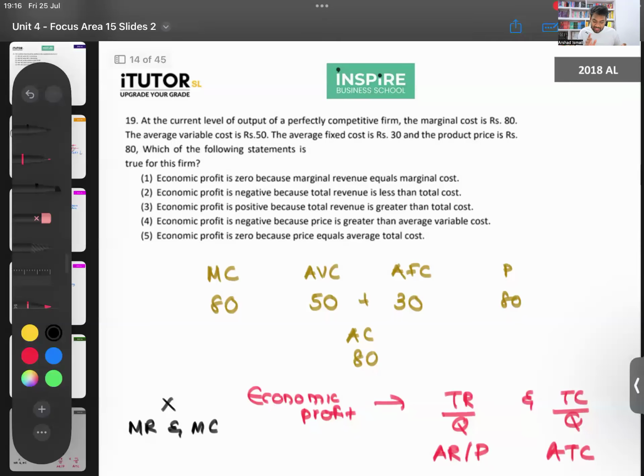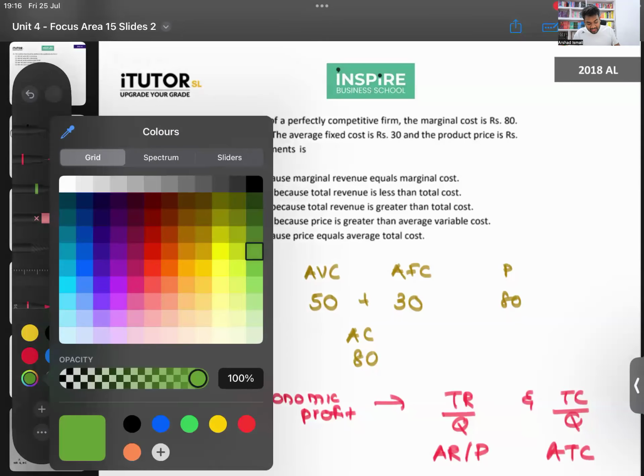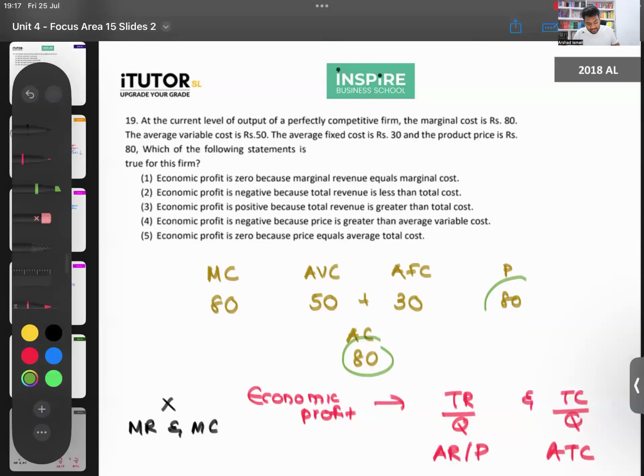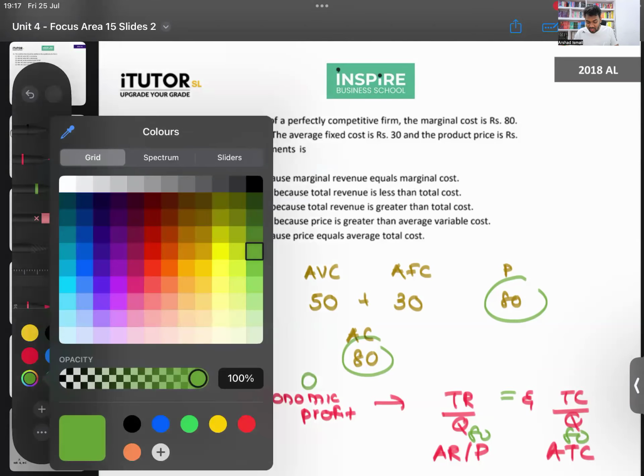So in this case, what can you say? Your average cost is 80. Your price is also 80. So average total cost is 80, and price is also 80, which means your total revenue and total cost will be equal to each other. So what can you tell about the economic profit then? Your economic profit would be 0.